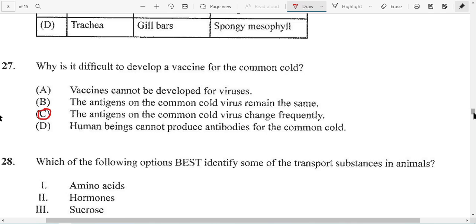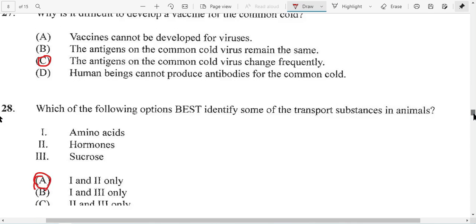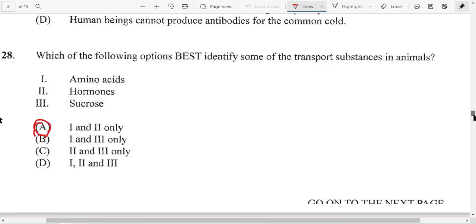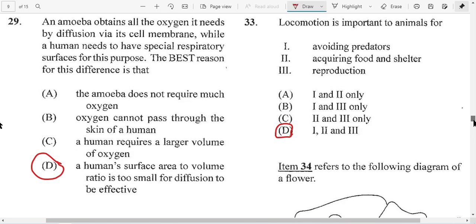For 28, which of the following options best identifies some of the transport substances in animals? Amino acid is transported as the smallest part of protein. Hormone is also transported. They are chemical messengers. Sucrose is not transported. It is actually glucose that is transported. So our best answer here for question 28 is going to be A. I will move on to question 29.